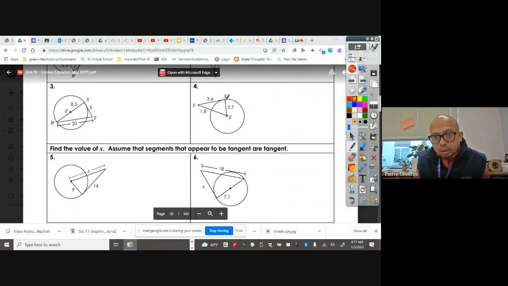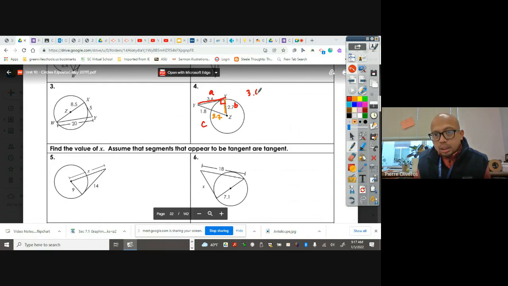So I know that this one is 2.7. That's the radius. Then therefore, I know this is also 2.7. I'm checking if XY is tangent to the circle Z. So the 90 should be over here. So this is my A, this is my B, and this is my C.